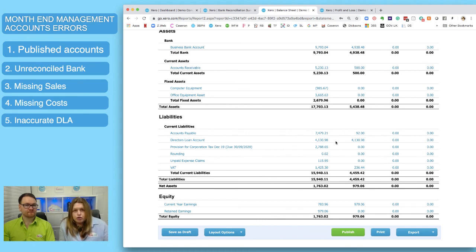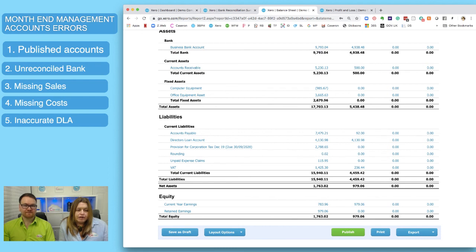So if you're not sure about your director's loan account and how much you owe the business or the business owes you, then have that conversation with your accountant either monthly or quarterly at the very least, to make sure that you're on top of that on a month-by-month basis.